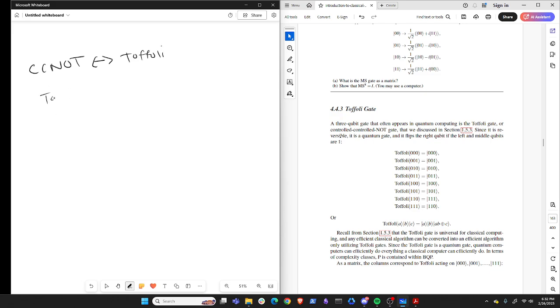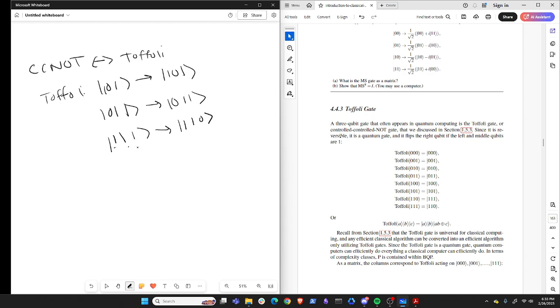So for example, Toffoli of 1, 0, 1 will wind up as 1, 0, 1. Similarly with 1, 1, 1, we get 1, 1, 0. Both of the control bits have to be 1 in order to flip our third bit. So 1, 1, 1 will equate to state 1, 1, 0. And vice versa. If this were 0, this would turn into 1, 1, 1.